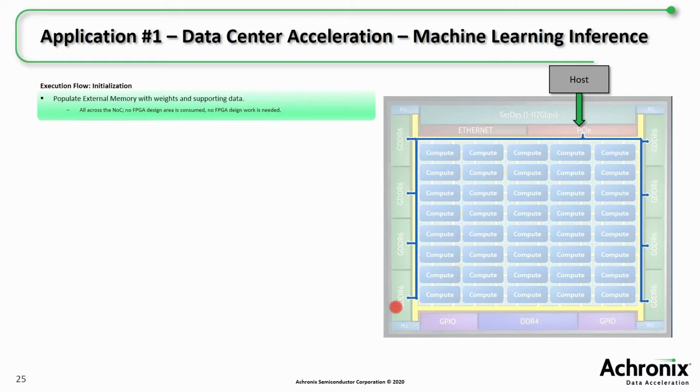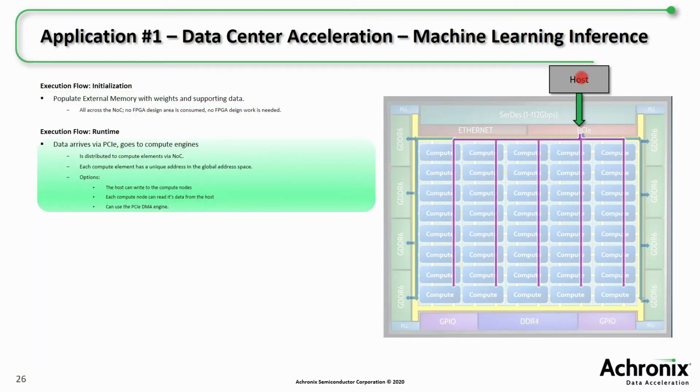First of all, the host can populate all of the external memory without using the FPGA whatsoever. At runtime, data arrives from the host. It can be sent to all of the different compute nodes, again, without using any FPGA logic. Each compute node can either read its data from the host by issuing read transactions to the PCI Express core, or it can be written to by the host, where the host is in control of the situation and it's issuing transactions to the compute nodes. Or we can use the DMA engine that's built into the PCI Express core, and it takes care of all of the data transfers.